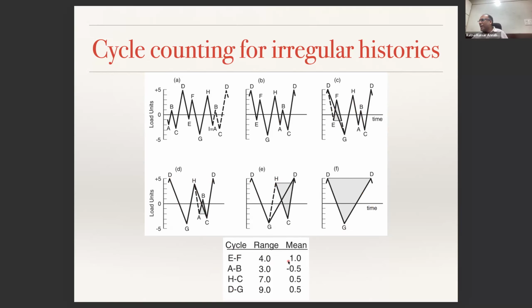Now you have variable amplitude mean loading, and now we need to compute whether this will result in failure or not by looking at NF1, NF2, NF3, NF4, because each one of them has only one cycle. Is that clear? Is there any question here?